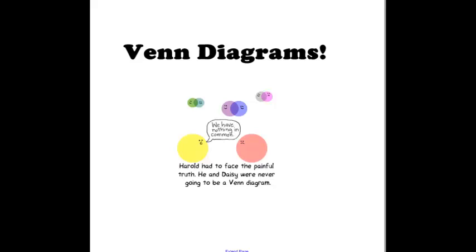We're going to talk very quickly about Venn diagrams. Some of this is review, but I think some of it will also be new to you. So Venn diagrams are a way of comparing differences and things in common. So poor Harold had to face the painful truth that he and Daisy were never going to be a Venn diagram because they had nothing in common.